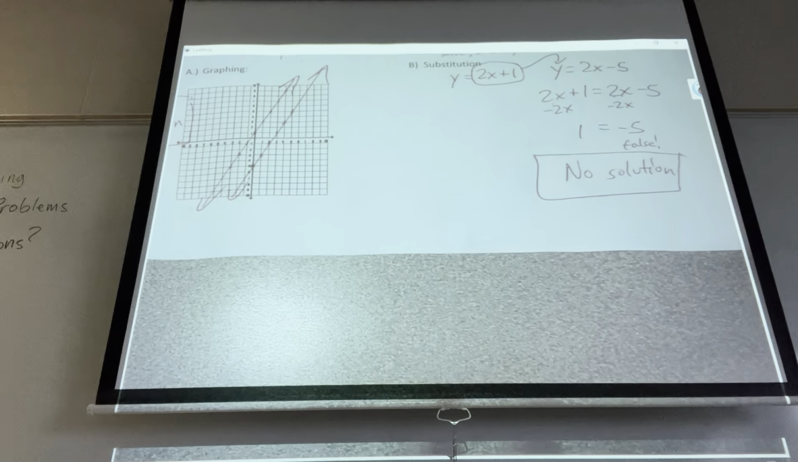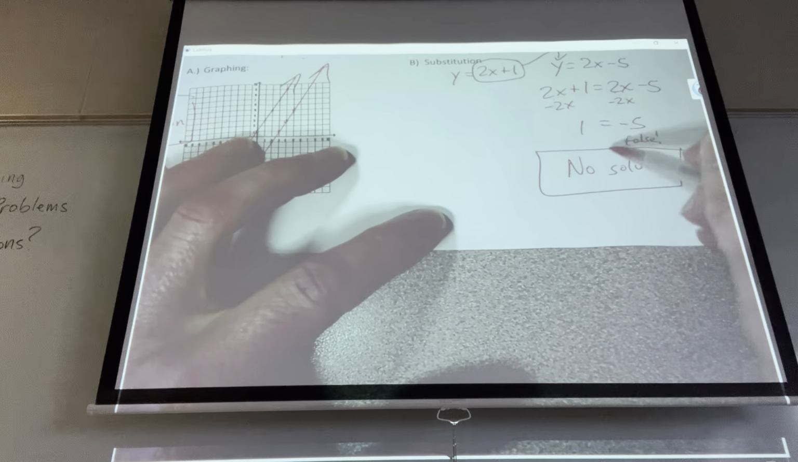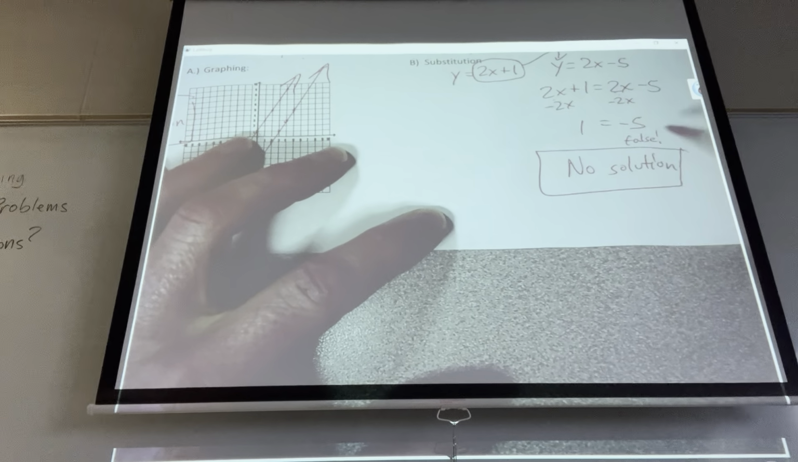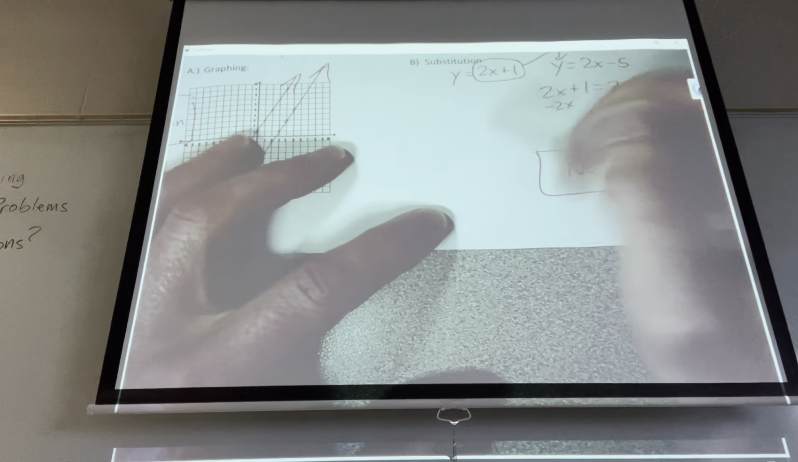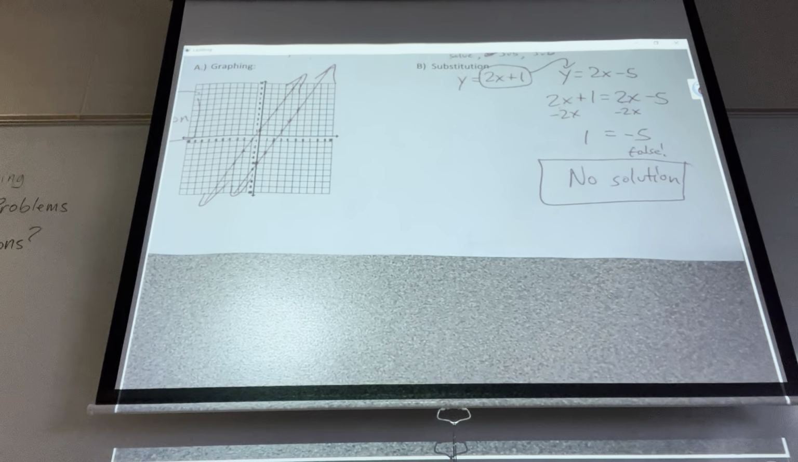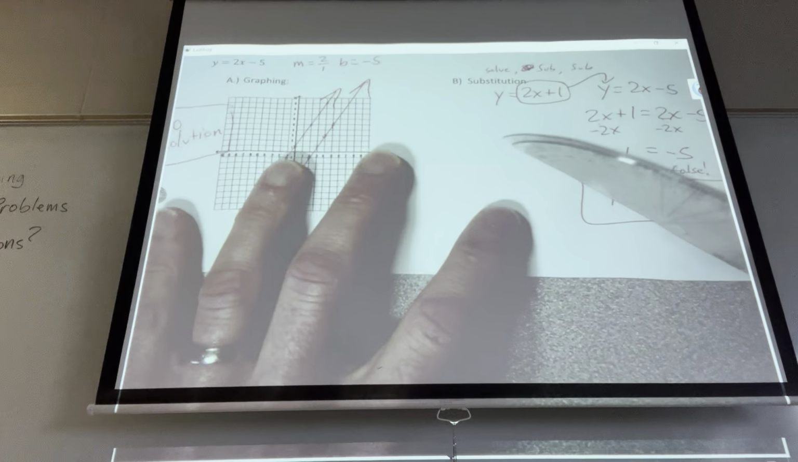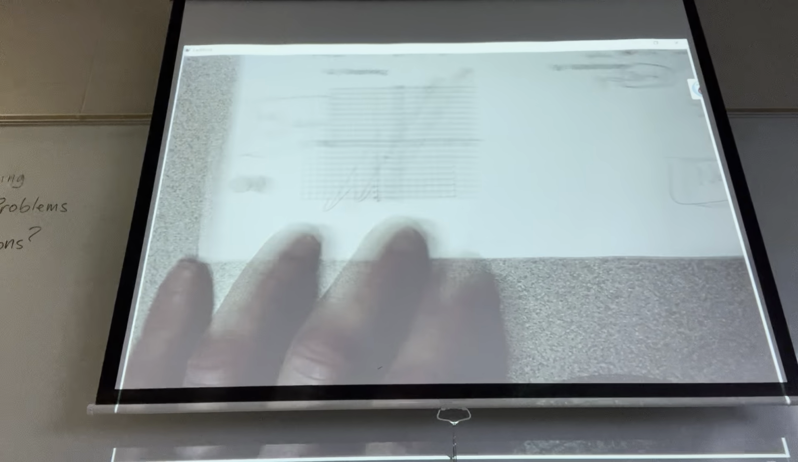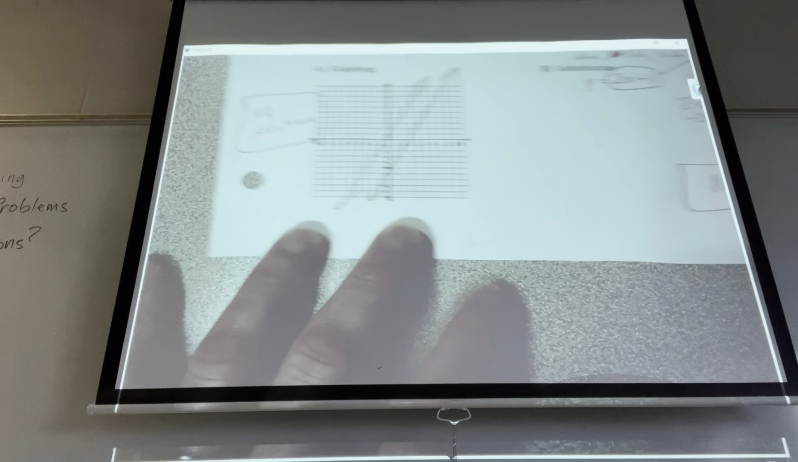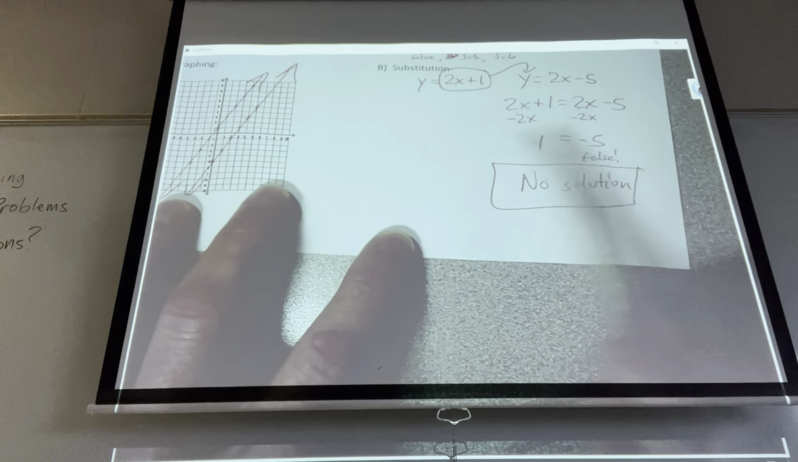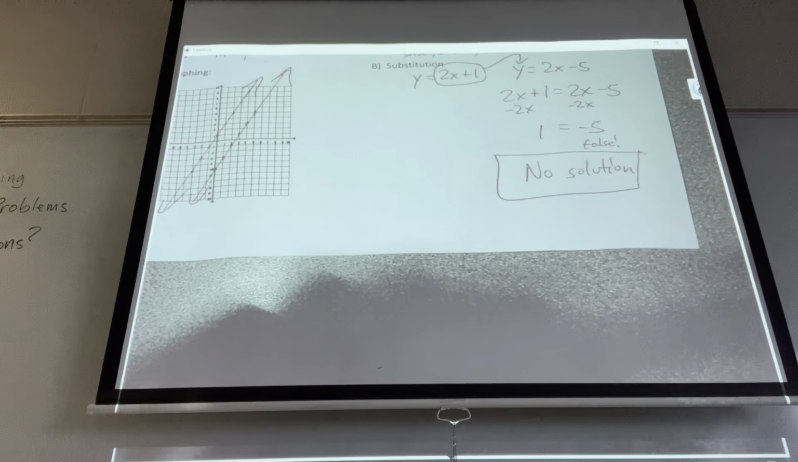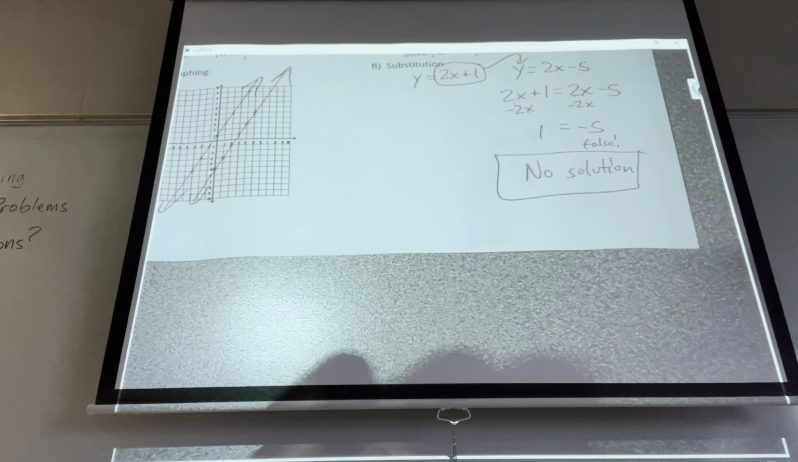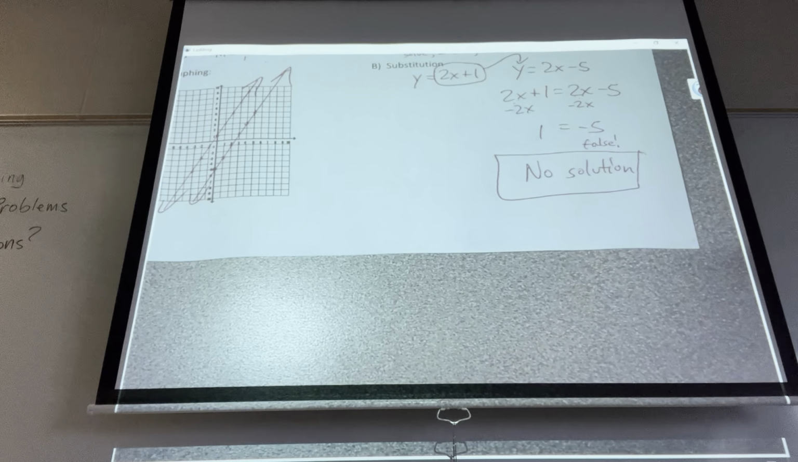Just like that. Now, I kind of like it when this happens, because did I have to solve for x and then put it into this equation? I didn't have to do any of that. I was done right there. So class, take a look. No solution graphing. No solution with solving it algebraically. You're going to have variables going away and a false statement. Can we turn the page?